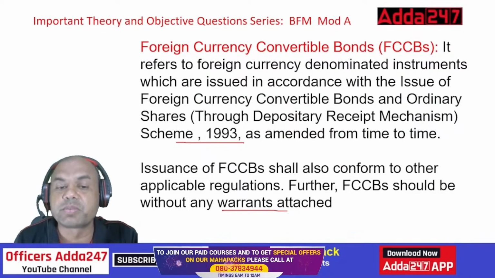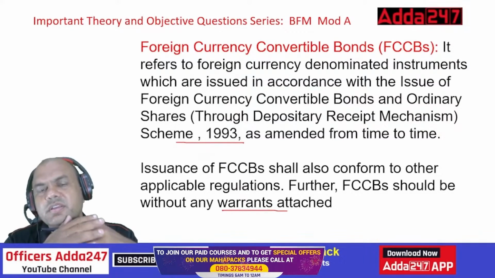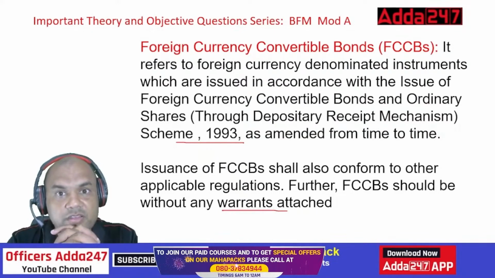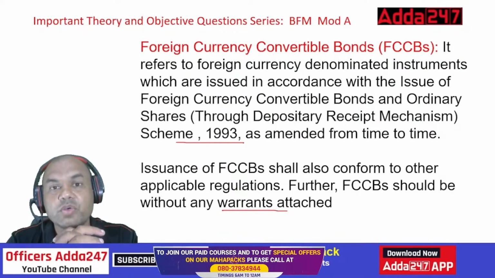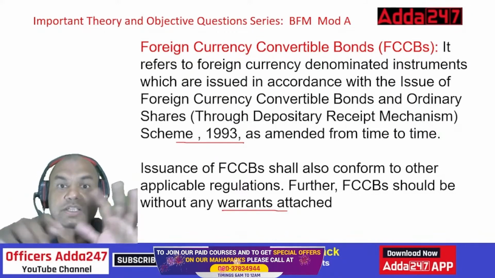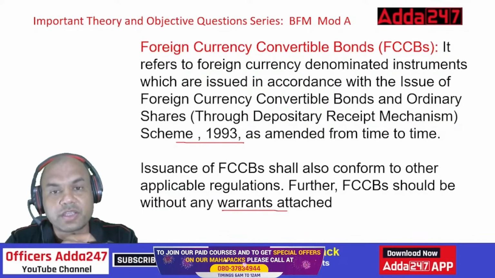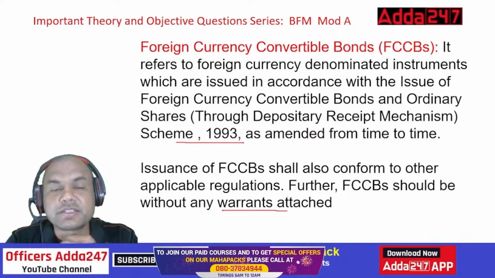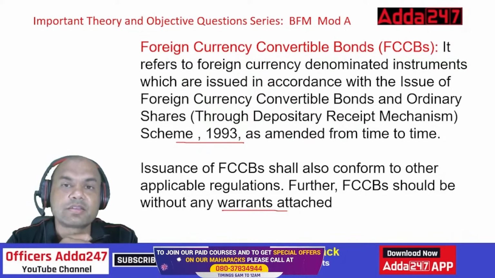Further, FCCB should be without warrants. Now, what is this warrant? Everyone has seen Hindi movies. In that, the police inspector or the hero goes to the villain's big house. Generally, that's the picture: the villain is staying in a big house, and the hero is the police inspector. So the hero goes there and tells the villain, see, I have come to arrest you, I have a warrant with me. What do you mean by that warrant?